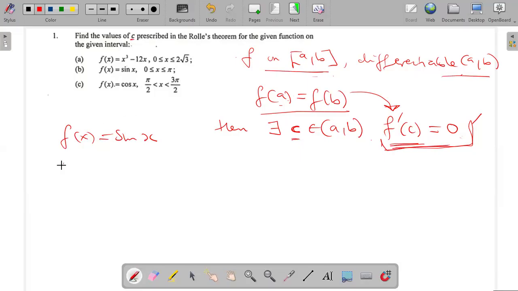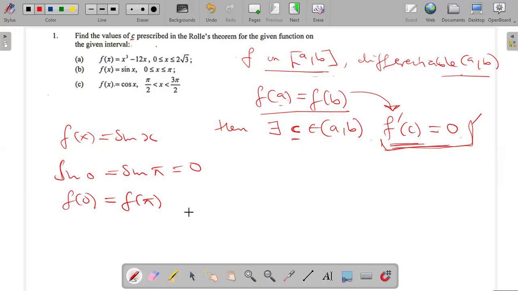So I evaluate first: sine 0 gives me 0, and sine pi also gives me 0. So sine 0 and sine pi both give me 0, meaning f of 0 is equal to f of pi. So they give me this.